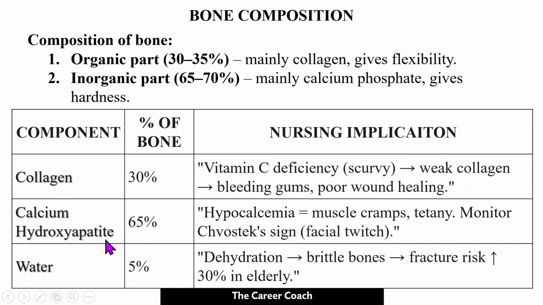The next component of bone is water. Water is made of 5% of bone composition. How does it relate to nurses? There could be dehydration of bones. Dehydration could lead to brittle bones, leading to risk of fracture. This is particularly in 30% of elderly.